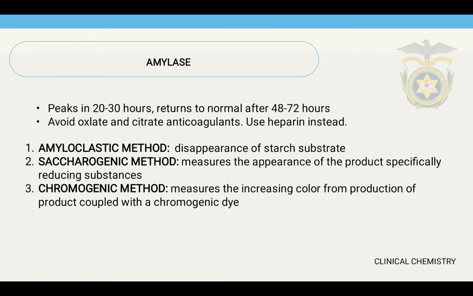The three main methods generally used to measure amylase are the amyloclastic method, in which we measure the disappearance of the starch substrate, the saccharogenic method, which measures the appearance of the products, specifically reducing substances, and the chromogenic method, which measures the increasing color from production of product coupled with a chromogenic dye.